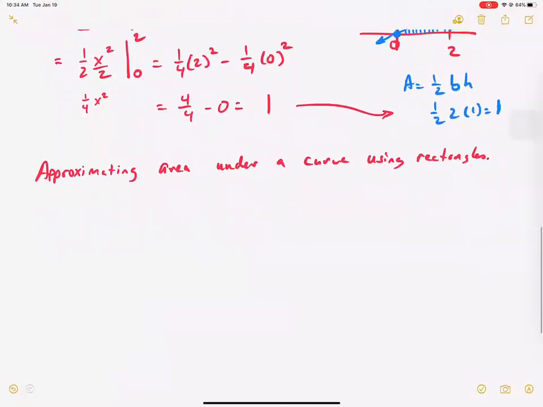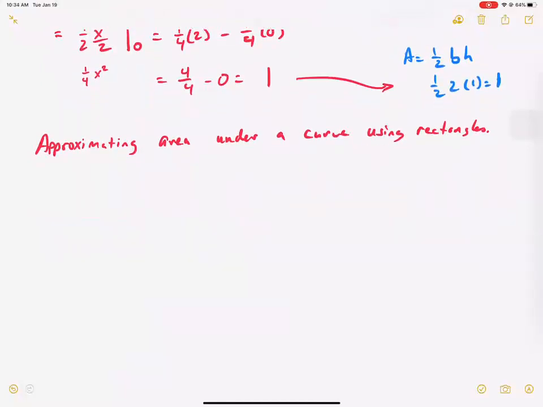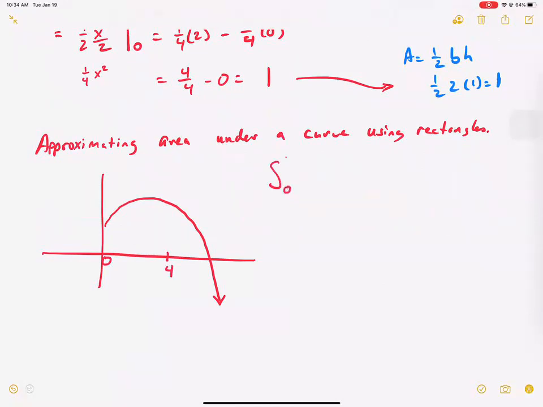Okay, so here's our first idea. Let's say I give you a curved surface, say from 0 to 4. It's some type of function, 0 to 4. I want you to find the integral from 0 to 4 of f of x. But this is a graph of f of x. So we can do this a couple different ways.